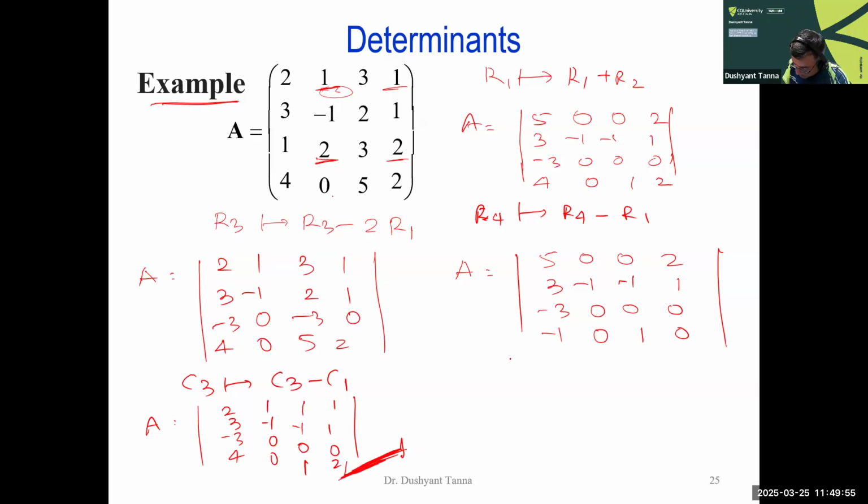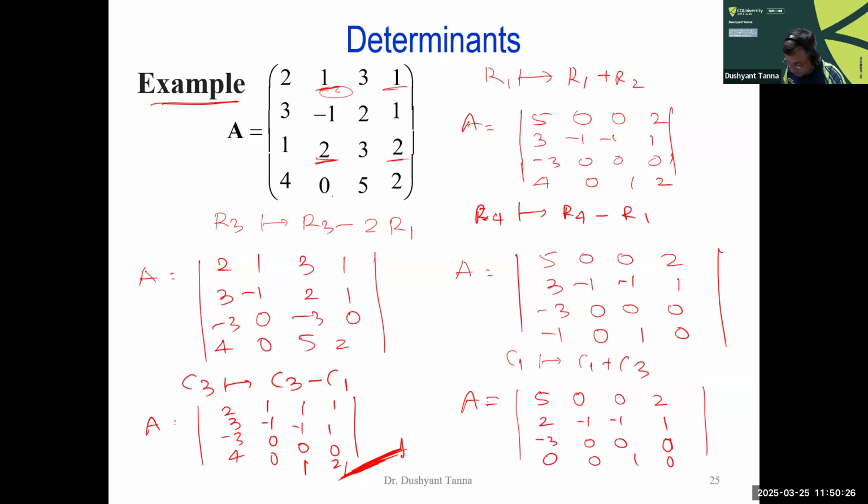Okay. I'll just do it so you get a feel for how it's done. So what I was saying, my column 1 will be column 1 plus column 3. So the new determinant A, everything else same. So 0, 0, 2, minus 1, minus 1, 1, 0, 0, 0, 0, 1, 0, adding it. So that's a 5, that's a 2, that's a minus 3, and that's a 0.